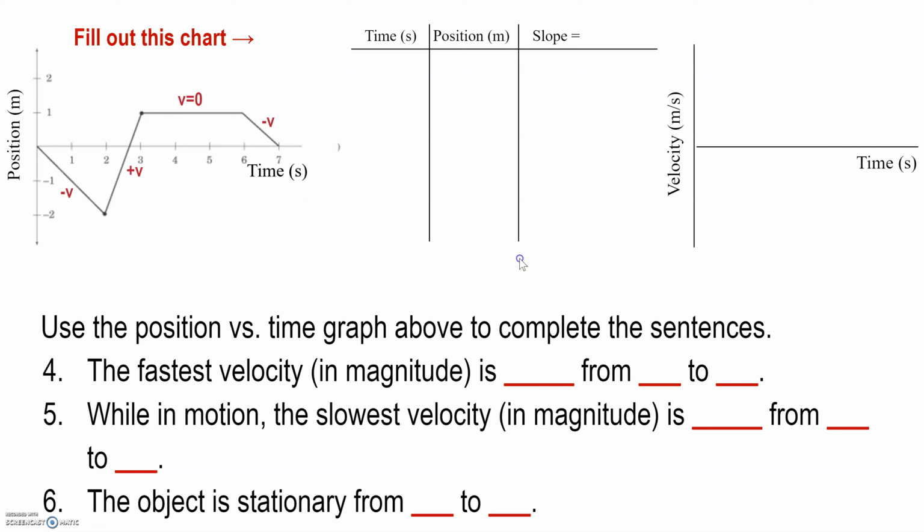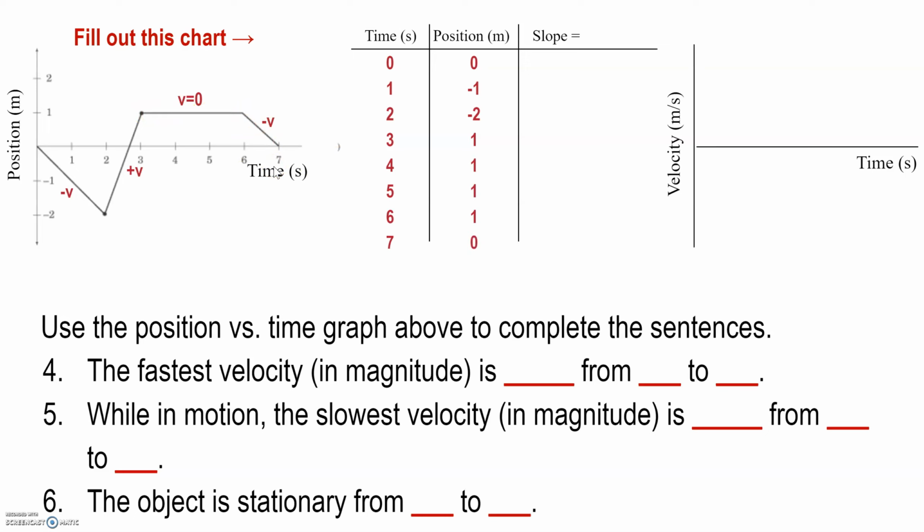So here are the times, 0 through 7. For each of these times, we can track the position using this graph. At time equal to 0, position is at 0. For time equal to 1, it's at -1. For time equal to 2, we're at -2. At time 3, we're at +1. At 4, we're still at 1, 5 is at 1, 6 is at 1, and then at 7, we're back at a position of 0 meters.